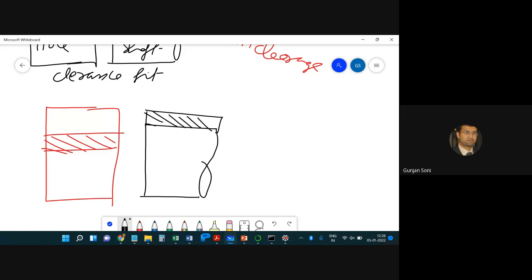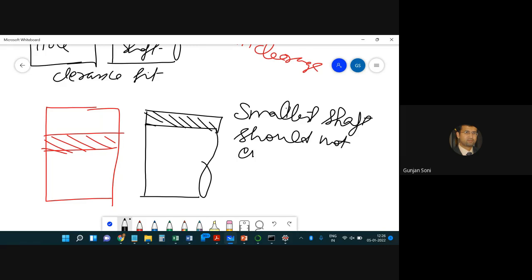Getting it? So here, even the smallest size of the shaft will not be able to go in the largest size of the hole. So the smallest shaft should not enter the largest hole. This is the condition. So this is the tolerance on shaft, and this is your tolerance on hole.